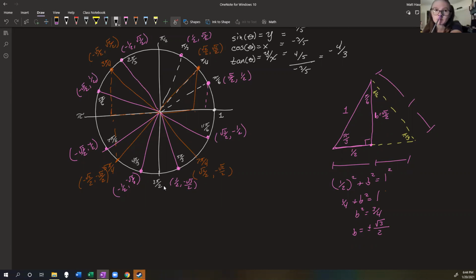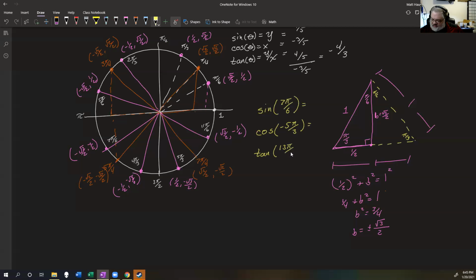Fair. So now if somebody walks up to you and says, hey, what is the sine of 7 pi over 6? If we know this tool, we can tell them. If they ask, what is the cosine of negative 5 pi over 3? We can tell them, and tell them exactly. If they ask, what is the tangent of 13 pi over 6? And yeah, I am kind of asking you these.